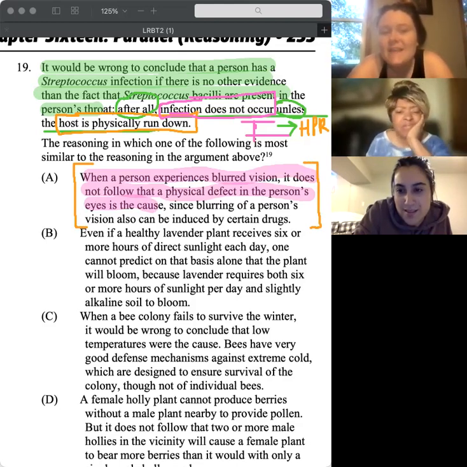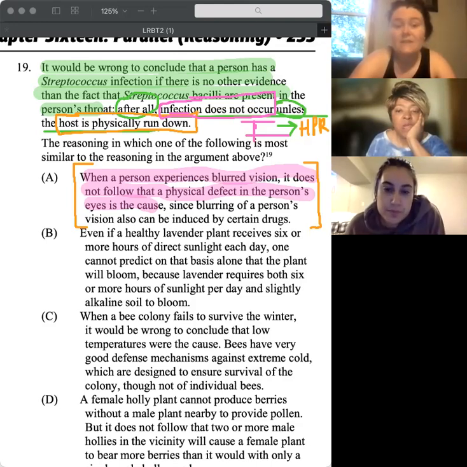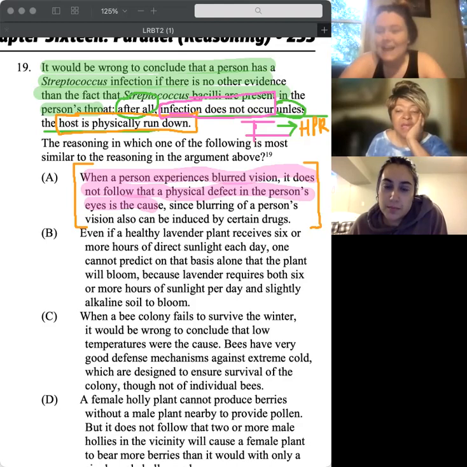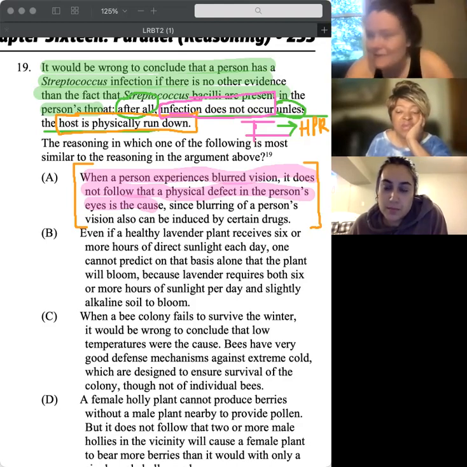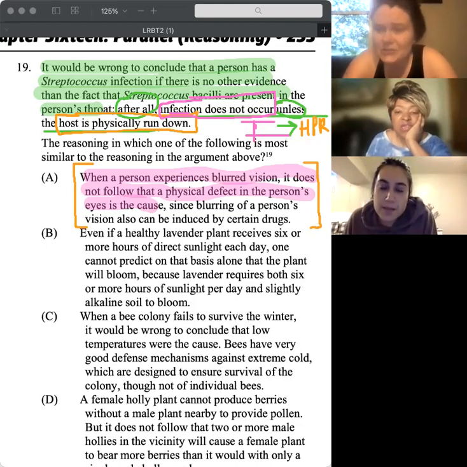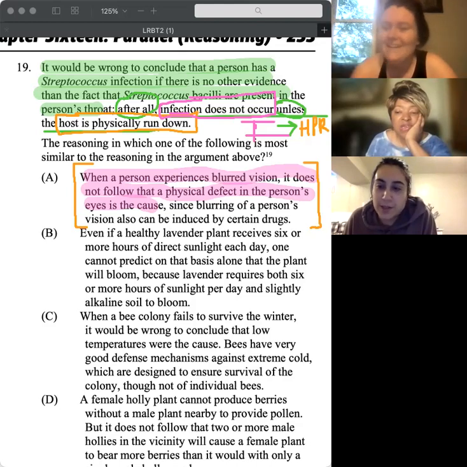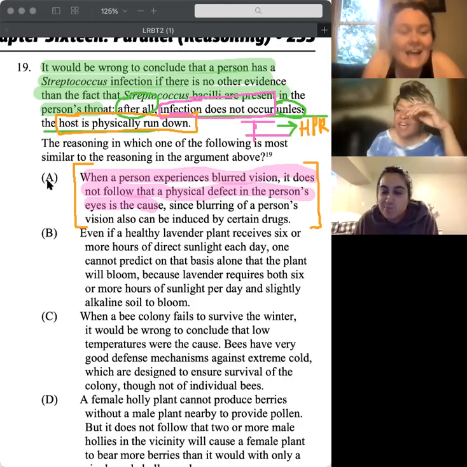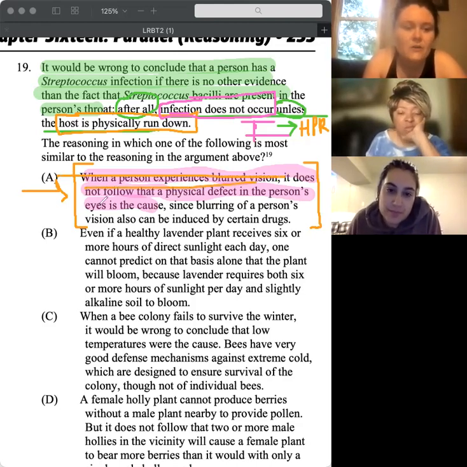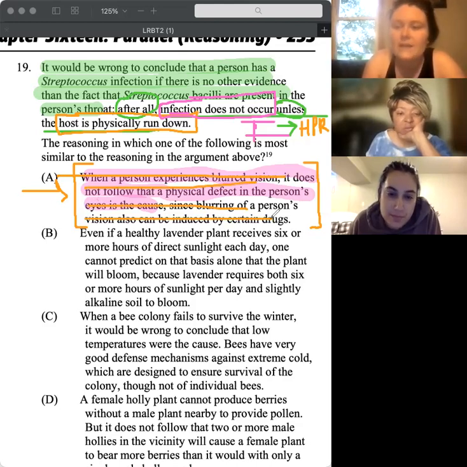Okay, so we're saying when a person experiences blurred vision, it does not have to follow that it's a physical defect causing it, because a physical defect cannot cause it unless they took certain drugs. Maybe they were born with it or something. Yeah, unless there is damage to this specific vein in the eye. So there's no necessary condition here. Right. All right, so everyone go ahead and read B and tell me if you like it, leave it, or hate it.